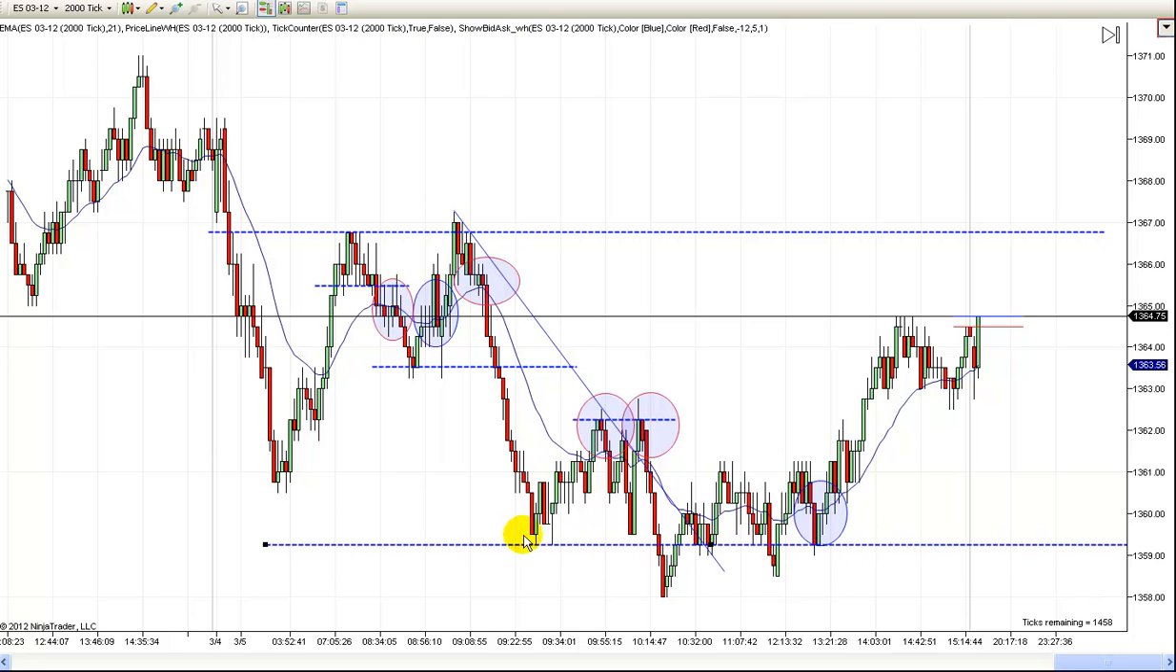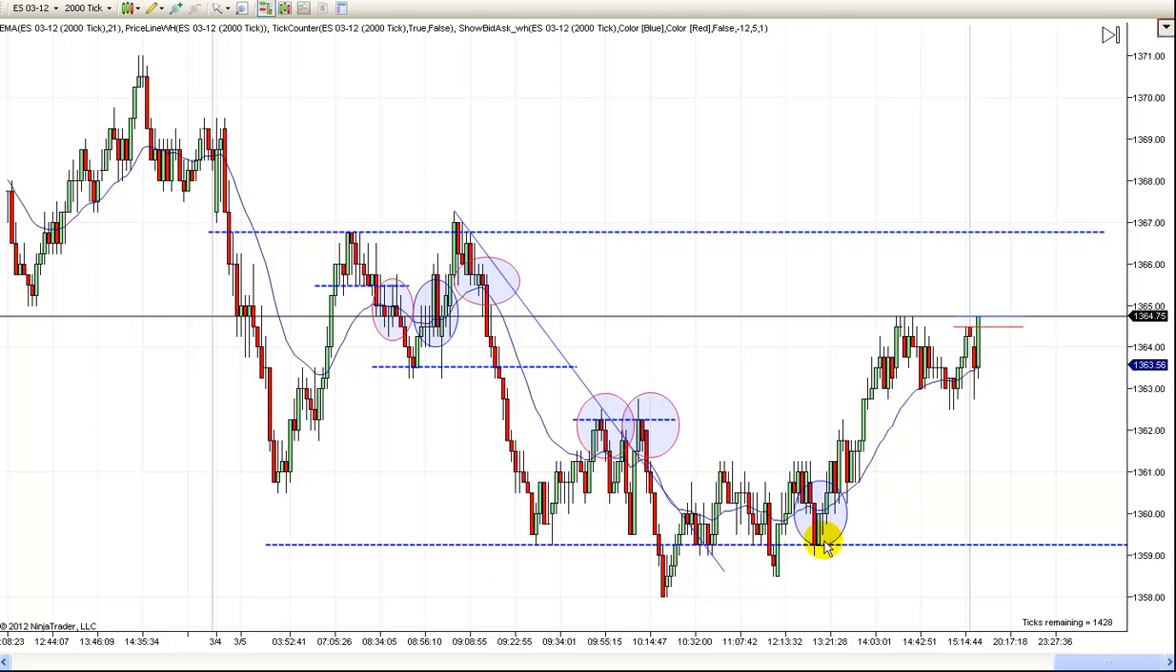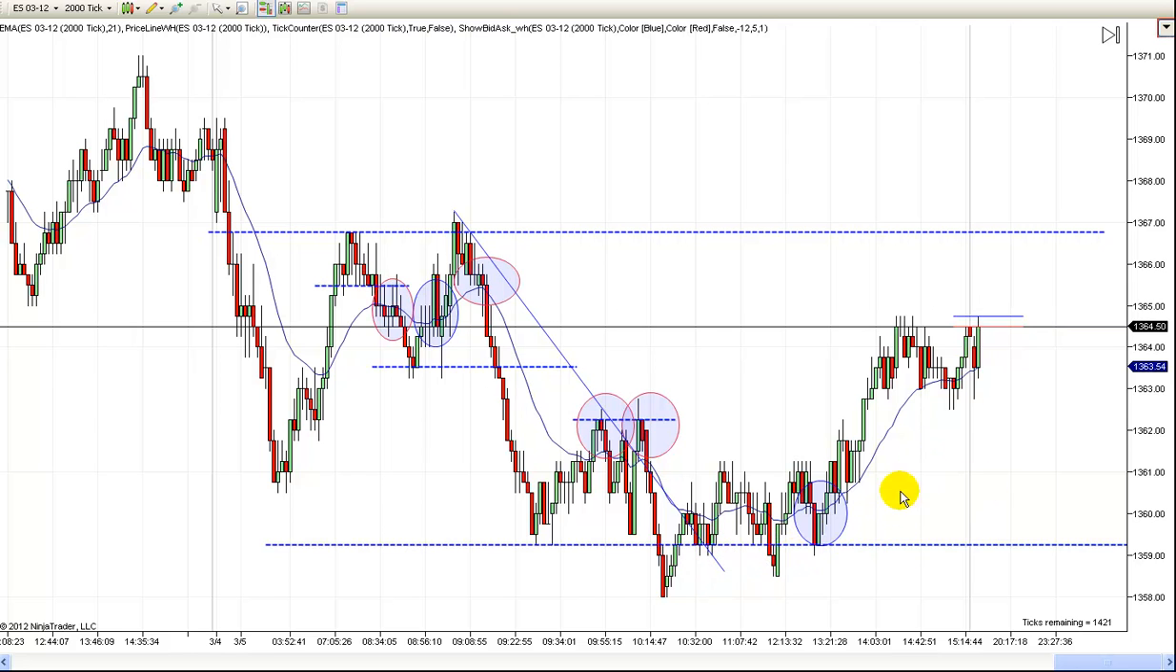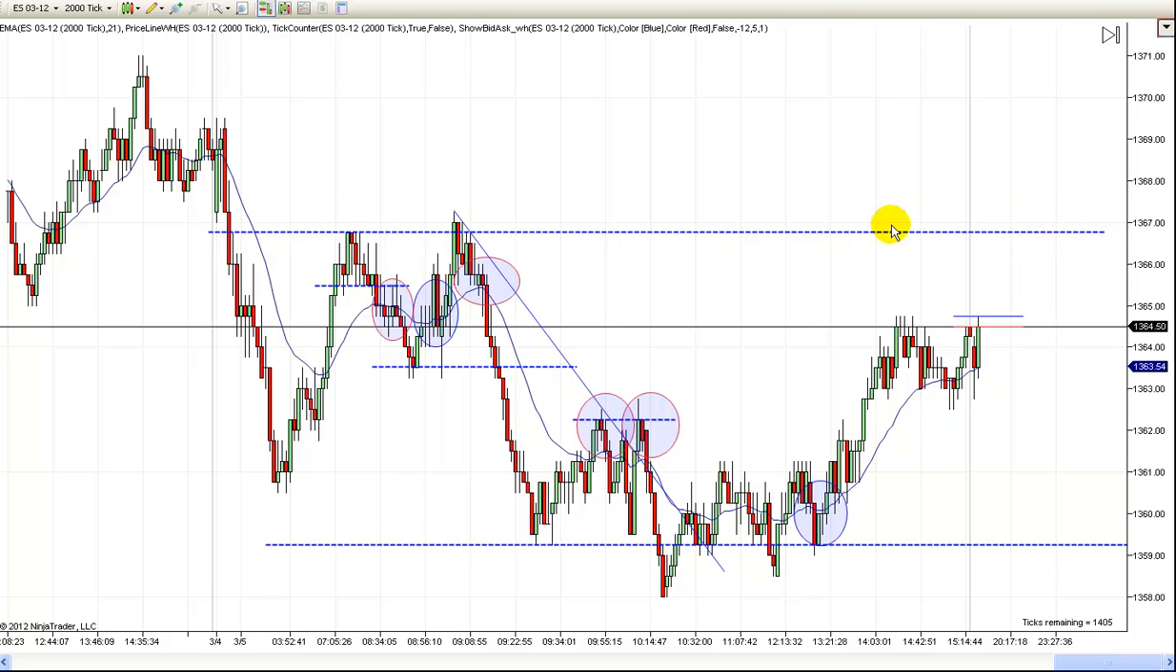But you can see we had a lot more touches right across that line, and that pretty much was what I would call the support. We had a failed break lower there and a failed break lower there, and a couple of one-tick breaks lower, but that pretty much was holding prices for most of the day. And then up here at around the 1367 area was holding the highs, and it's just more of the same.